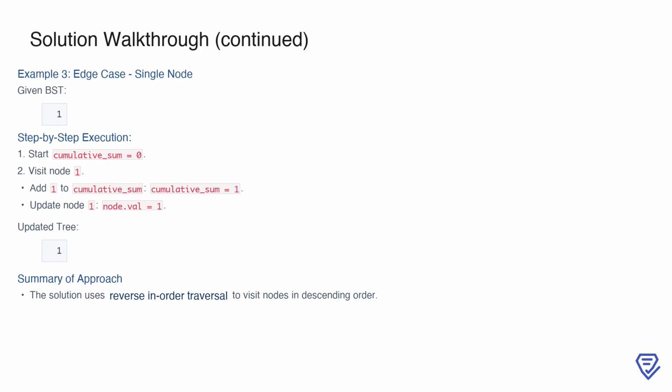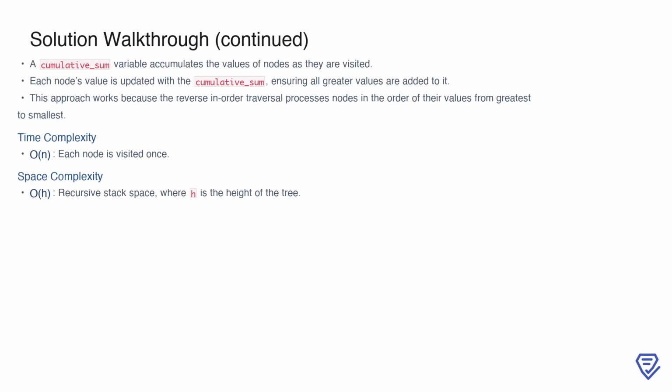This highlights the consistency of the reverse in-order traversal method for converting any BST into a greater tree. To summarize, the approach relies on a reverse in-order traversal, which ensures nodes are visited in descending order of their values. A cumulative_sum variable maintains the running total of node values as they are processed, and each node's value is updated with this sum. This guarantees that all greater values are added to each node.